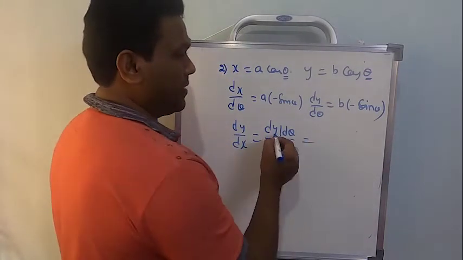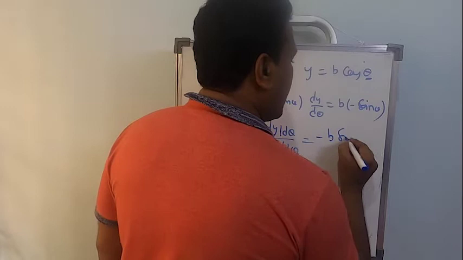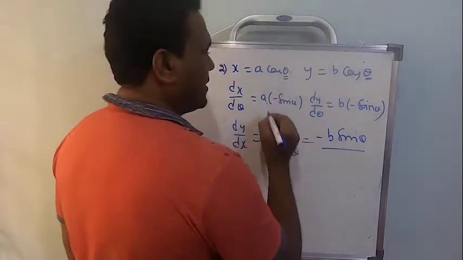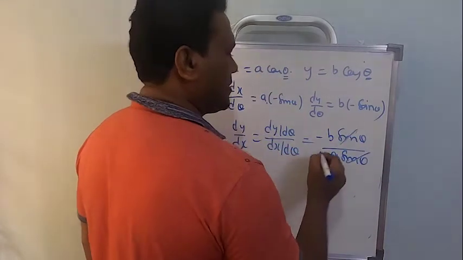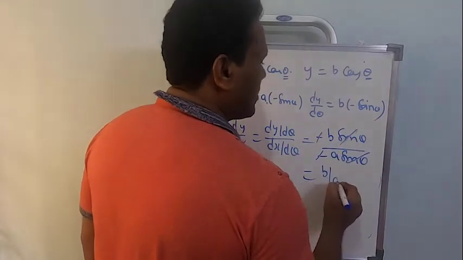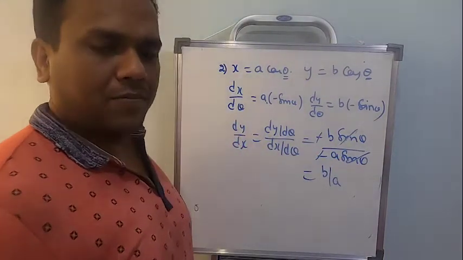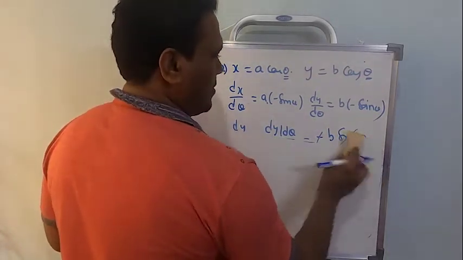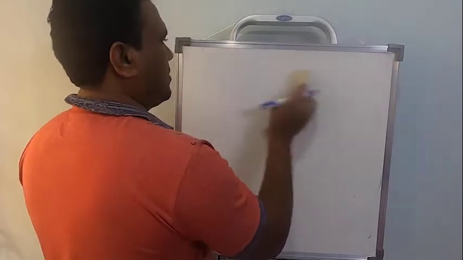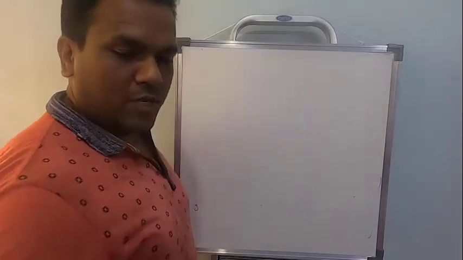Now what is dy by d theta? We have written here minus b sin theta, and in the denominator minus a sin theta. Eliminate, and the remaining is just b by a. Hope you're finding it easy. So let's go to the next one.